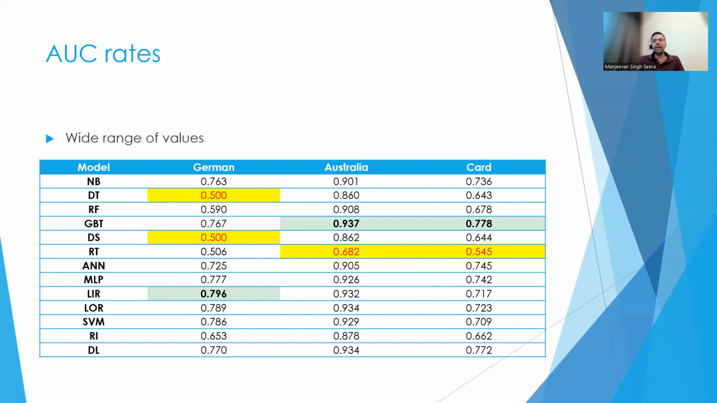AUC maxes out at 1. You can see again that the linear regression worked best for the German dataset, while for the other two datasets, the gradient boosting tree had the best result. And these results are very similar to the accuracy rates.